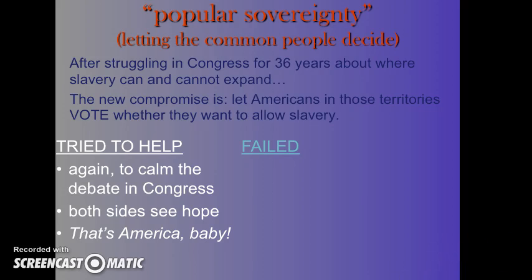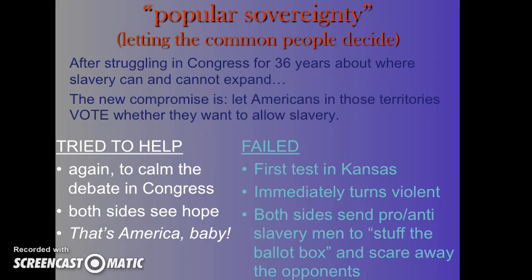Well, when you let the people decide on something, sometimes it gets violent, it gets nasty. So the first time this is tried in Kansas, it gets violent very quickly. Both sides are sending men, pro-slavery and anti-slavery. They're going to so-called stuff the ballot box. They're going to add votes, even though they don't plan to live there, and to scare away opponents.